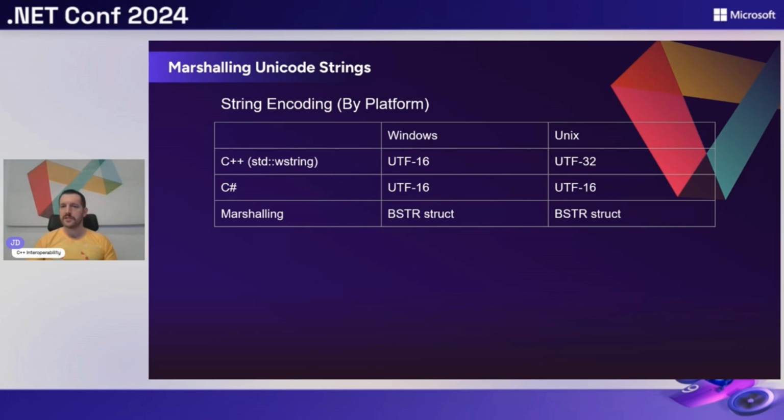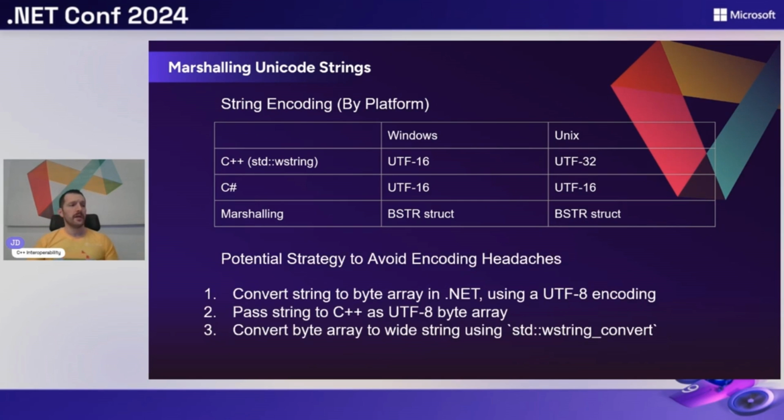So there's a few different strategies for handling Unicode strings in interop, and I'll outline one potential strategy. In order to marshal your Unicode compatible strings from C# to C++, we can just get the byte array in .NET, encoded as UTF-8, pass that byte array as an interop parameter, and then convert the byte array back to a platform-dependent wide string within C++ using the STL codecvt methods.